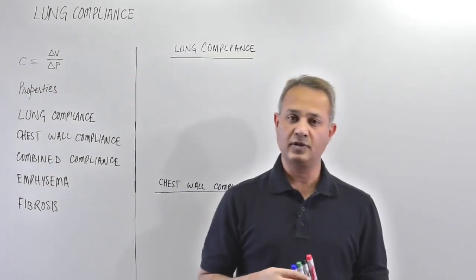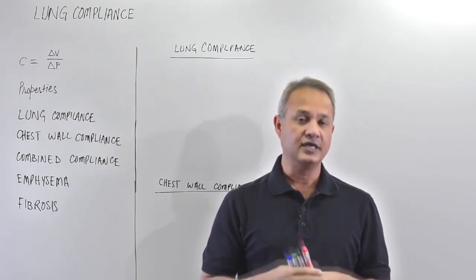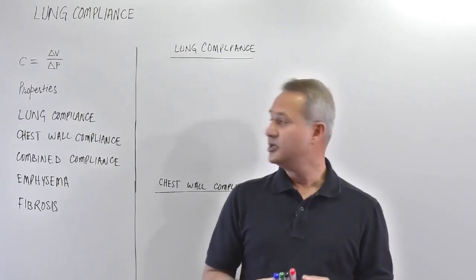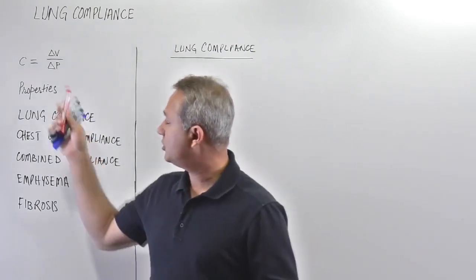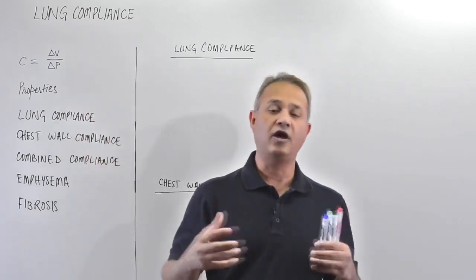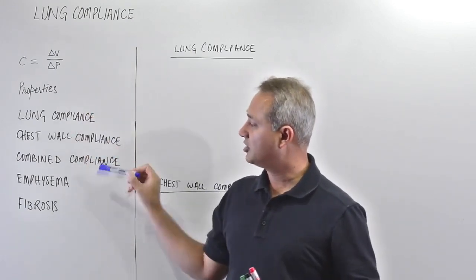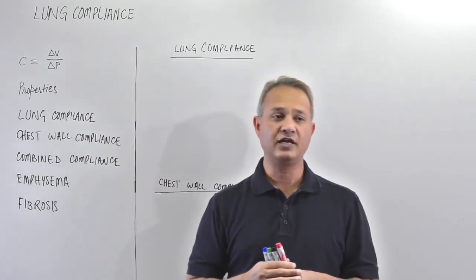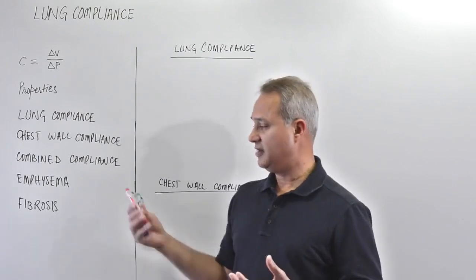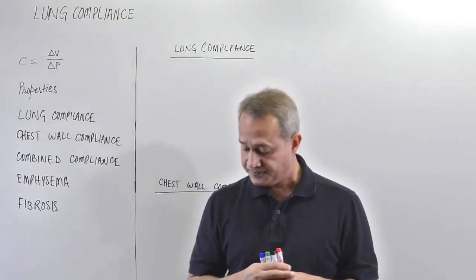Well, guys, continuing with the pulmonology physiology, the lecture today is about the lung compliance, chest wall compliance, and then the compliance of these two together. The topics that we'll cover are, number one, the formula for the compliance. Then we'll see the properties of the compliance. What do we mean by compliance? Then we'll see the lung, chest wall, and combined compliance. And finally, we'll see a couple of pathological conditions where compliance changes: emphysema and fibrosis, and see what happens to the compliance.